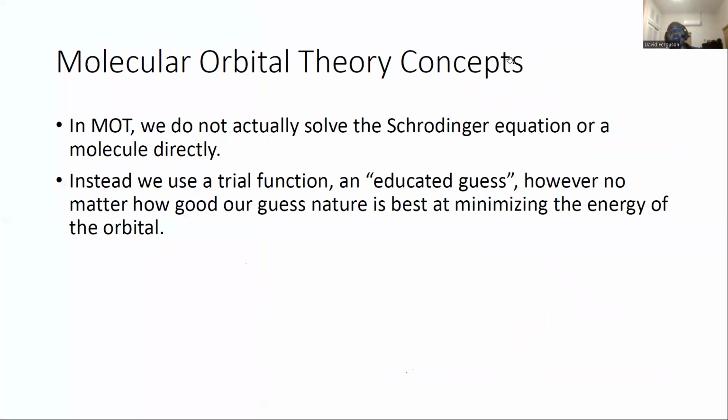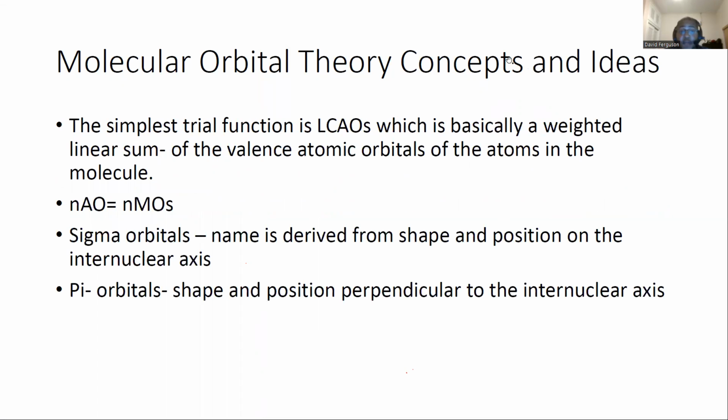In MO theory, we do not actually solve Schrodinger's equation for the molecule directly. Instead, we use a trial function, an educated guess. The trial function we use in this case would be LCAOs, linear combinations of atomic orbitals. However, no matter how good our guess, nature is the best at minimizing the energy of the orbital. The simplest trial function that we're going to use in this class is LCAOs, which is basically a weighted linear sum of the valence atomic orbitals of the atoms in the molecules.